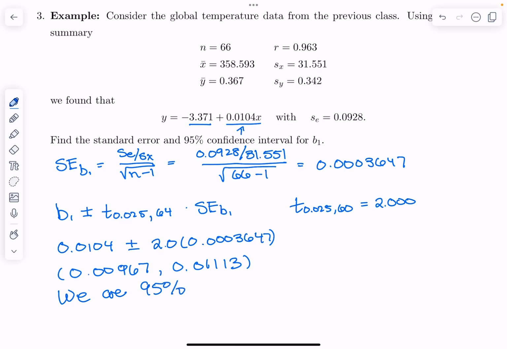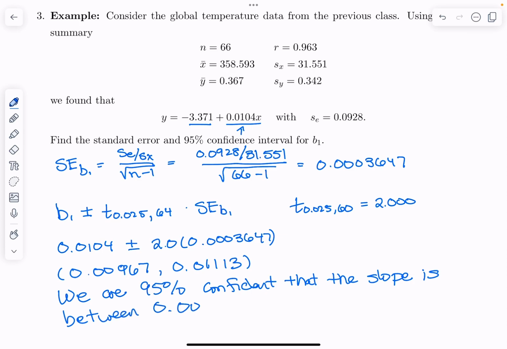So we are 95% confident that the slope of our line is between 0.00967 and 0.01113 degrees Celsius per parts per million.